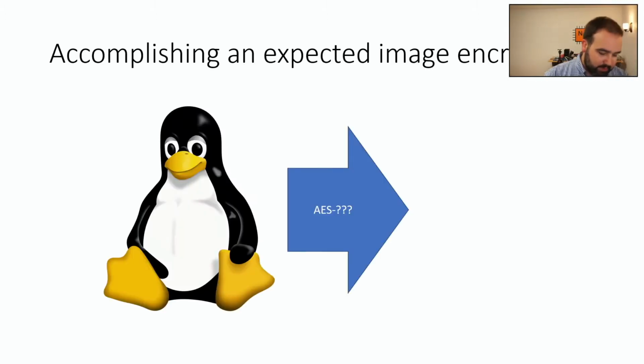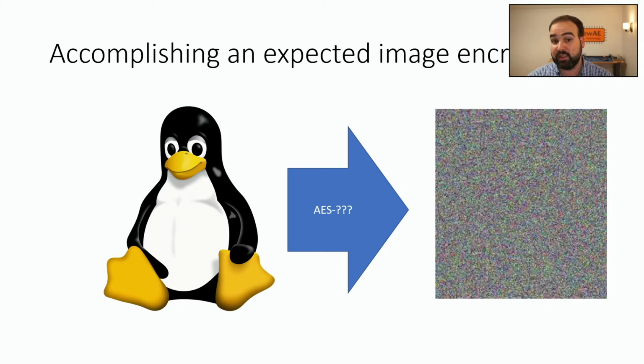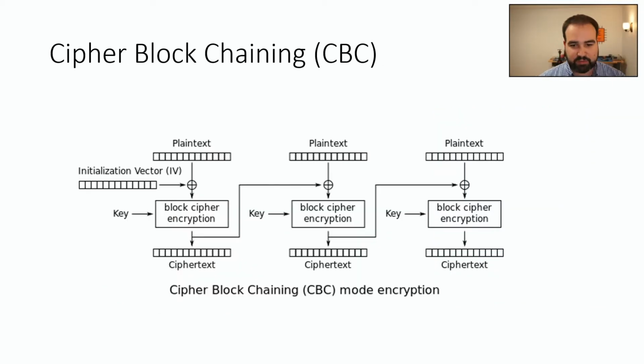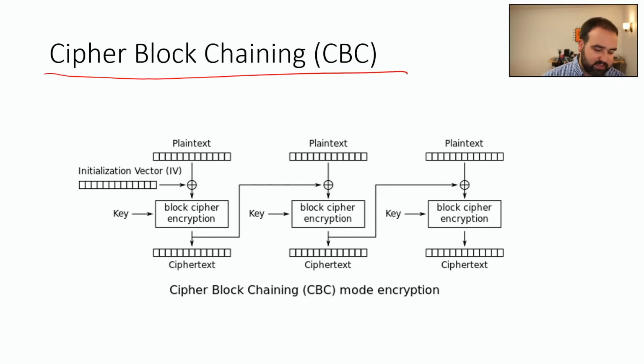So what we want to expect is something like this. This looks like just random data. And we can accomplish this by using what we call modes of AES. The first mode that I'll talk about is cipher block chaining. In cipher block chaining, what we would have is our input. So this is the Tux image.